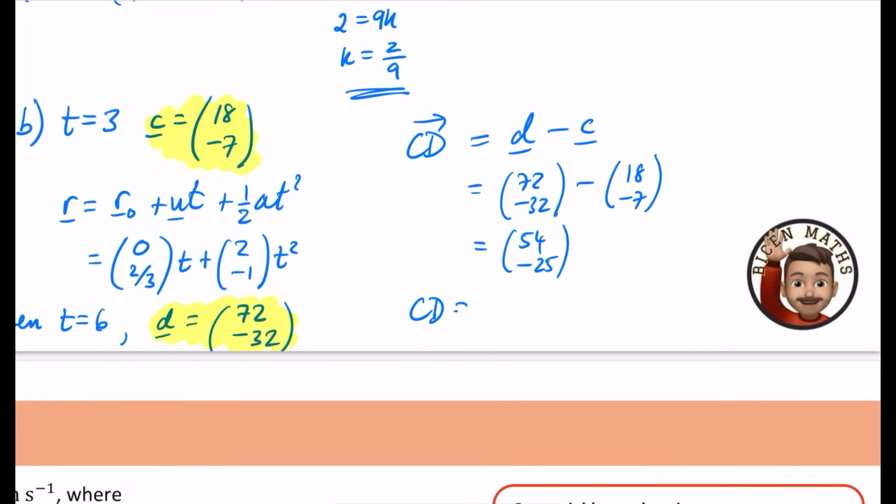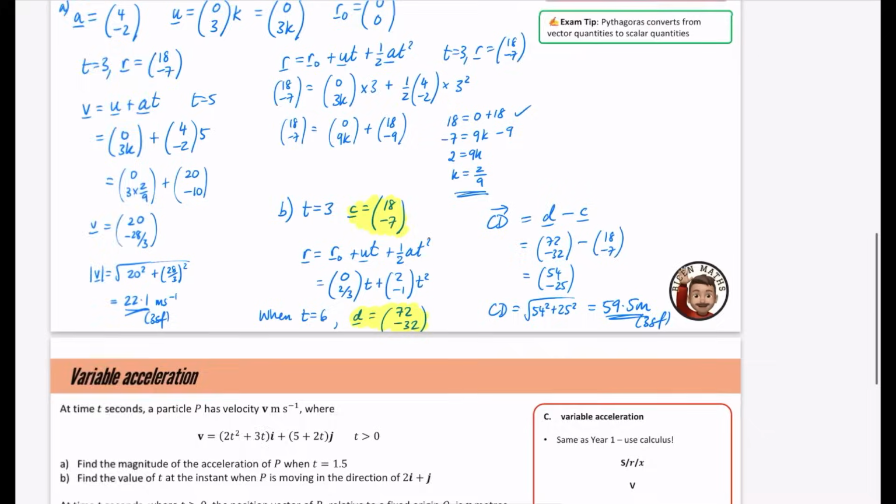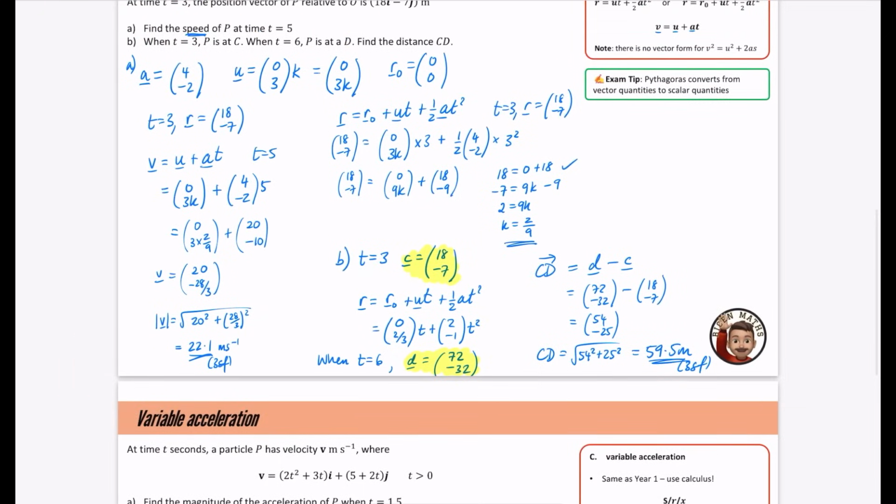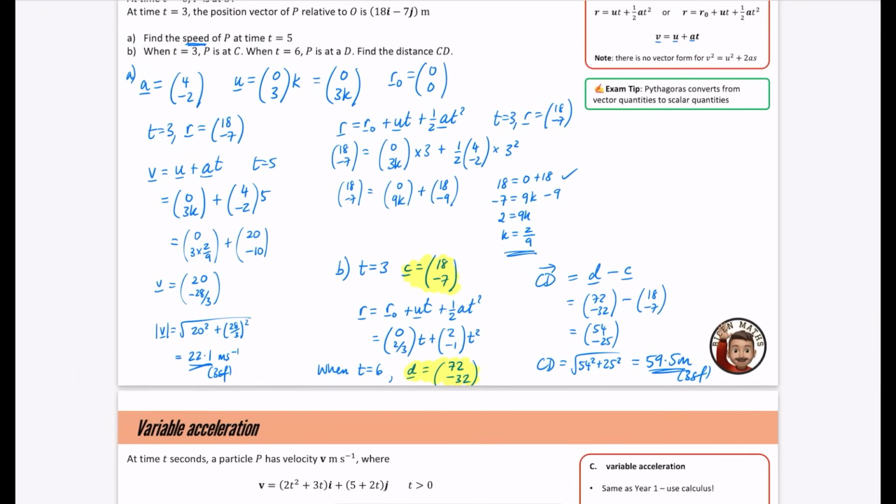And so the distance CD is going to be Pythagoras with 54 squared and 25 squared, which on my calculator is 59.5 meters to 3 significant figures. So we found out the distance between them. So I've done a lot of this thing of Pythagoras converting here. So we had to do it with the speed. We also had to do it with the distance here.